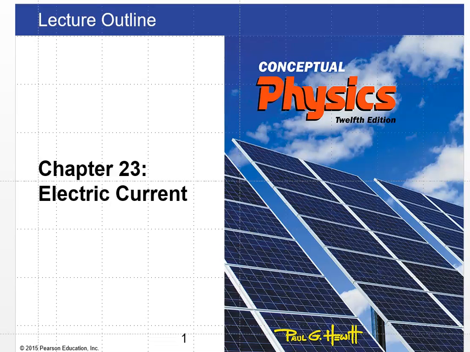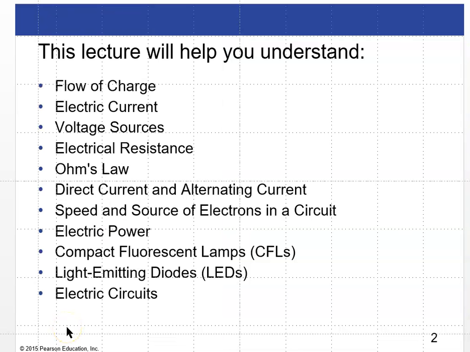Welcome to Chapter 23, Electric Current. We are going to talk about the flow of charge, electric current, voltage sources, resistance, Ohm's law, direct current and alternating current, the speed and source of electrons in a circuit, electric power, CFLs, LEDs, and electric circuits.